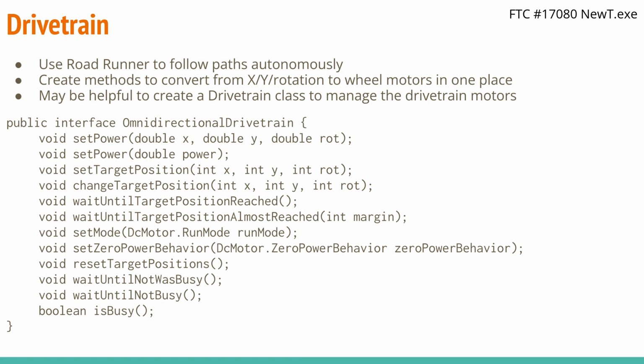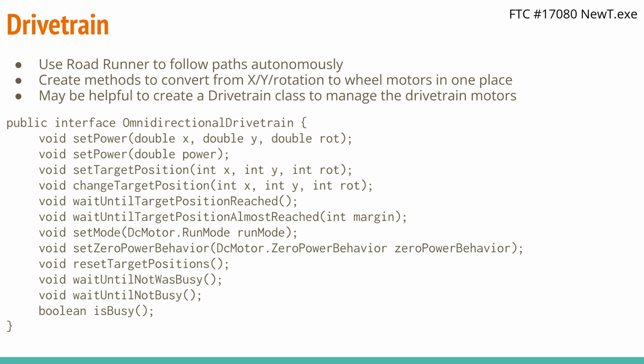Some methods we have are setting the power in each direction, setting the power for each motor for other modes, setting or incrementing the target position, and waiting until the target position is reached in all motors at once, or reached in each one at least once, and then you can also add a margin to that. That way, if it's close enough, you're not waiting for it to line up exactly before moving on to the next step. But you probably don't need that if you're using Roadrunner.